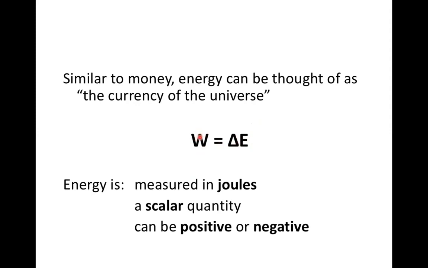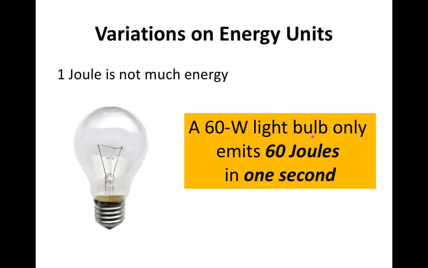Since we know that work is measured in joules, we know energy is also measured in joules based on this equation. And we know energy and work are both scalar. We already know that work could be positive or negative. And what's the meaning of that? Negative work means that the energy of the object is going down, and positive work means the energy of the object is going up.